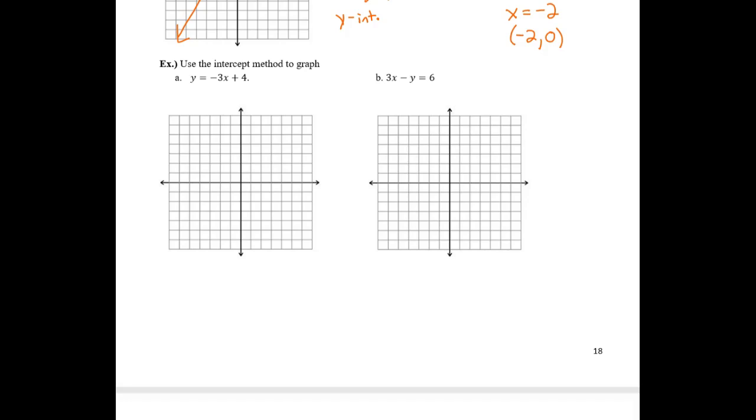I could start with either one, so this time I'm going to start by letting y equals 0, just to switch it up. I'm going to plug in 0 for y, and I'm trying to find x, meaning I'm trying to find my x-intercept. I want to get x alone, so I'm going to subtract 4 from both sides. Negative 4 equals negative 3x. I want to undo multiplication, divide by negative 3. And a negative divided by negative is going to end up positive.